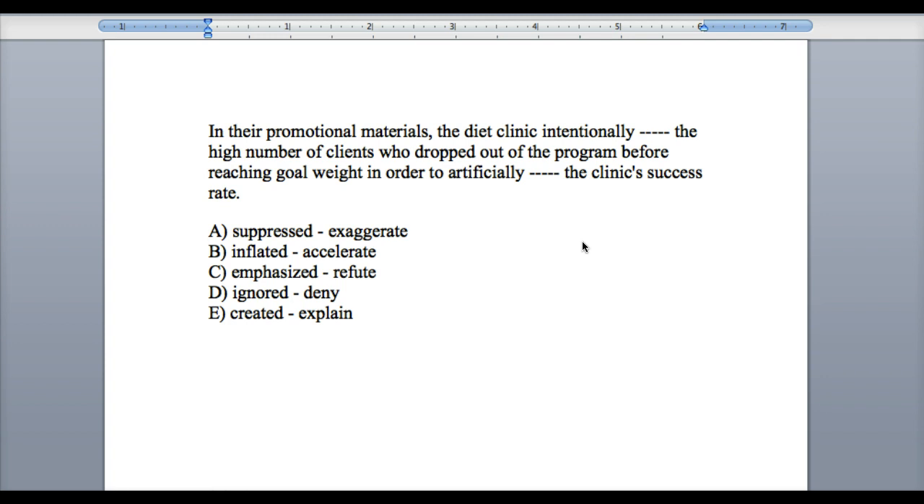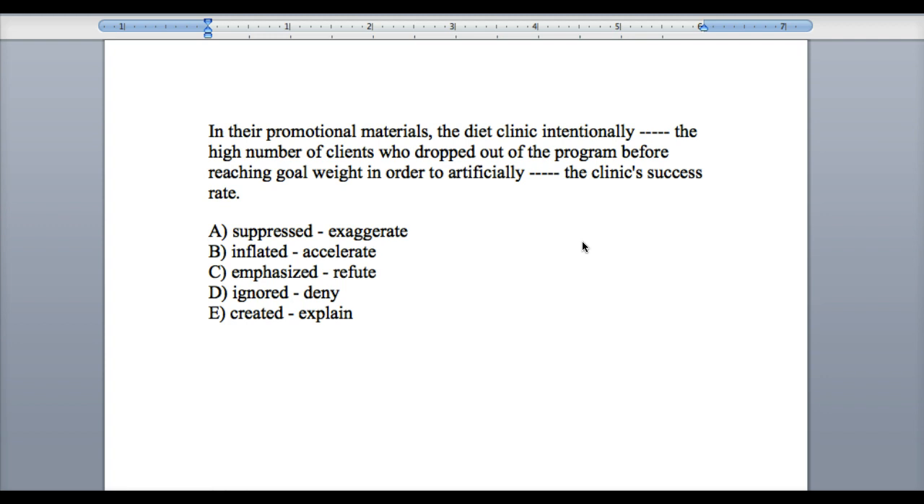So when you look at all of them, look at E. The diet clinic intentionally created the high number of clients who dropped out of the program. It doesn't really make sense. And then to continue reaching goal weight in order to artificially explain the clinic's success rate. Well, that doesn't logically make any sense at all. You're not going to create a high number of dropouts to explain the success rate. Doesn't make sense. E is out. Now you're down to A and B.